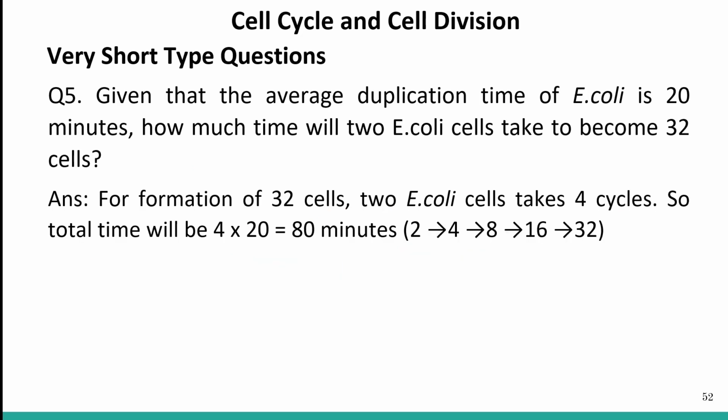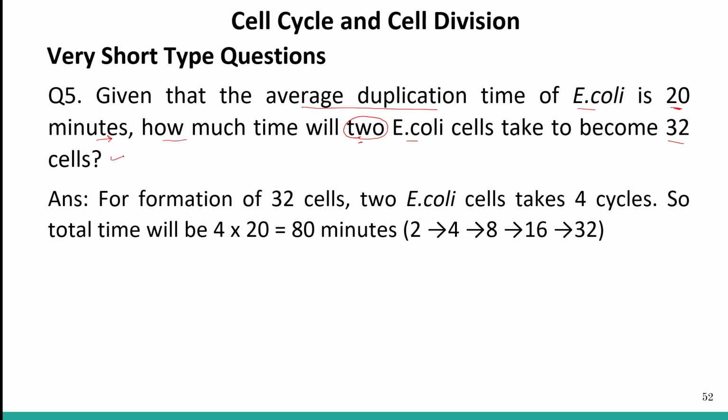Now coming to the next question. Given that the average duplication time of the E. coli is 20 minutes, they are saying. So they are already providing you the information that the duplication time of the E. coli, or you can say the cell division time of E. coli, is 20 minutes. Now they are asking how much time will 2 E. coli cells take to become 32 cells. You have to remember this, 2 E. coli.